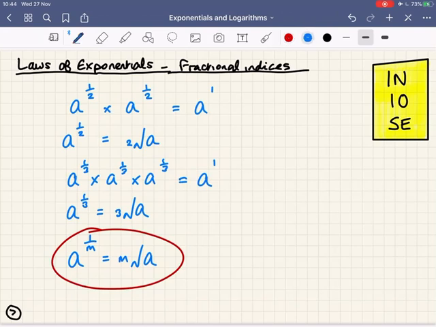Now just combining a couple of the laws that we've seen so far, sometimes I could have a combination. So I might have, let's say, 8 to the power of 2/3. Now I'm not sure how to calculate that in my head, for example, but I can split that out and say, well, that's the same as 8 to the power of a third, squared, which is equal to 2 squared, which equals 4. And you'll see where that comes from in a second.